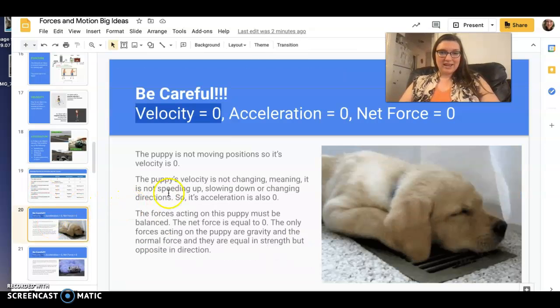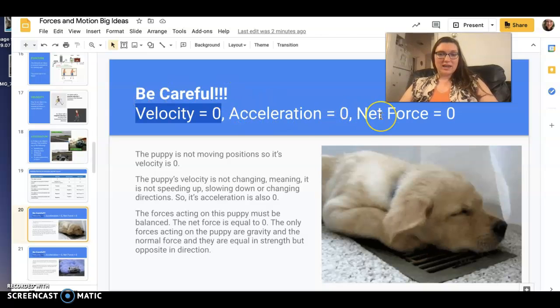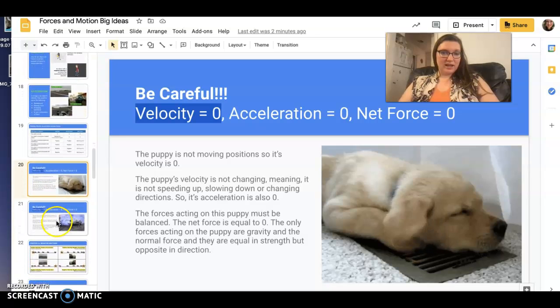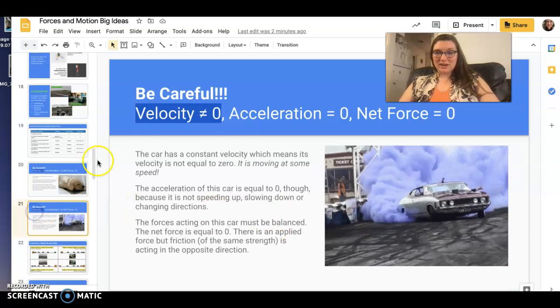So when this dog is holding totally still, then its velocity is 0, its acceleration is 0, and the net forces acting on it are 0. There are forces going on, right? There's gravity and there's the support force, but they're balanced, and that's why the dog's not moving.